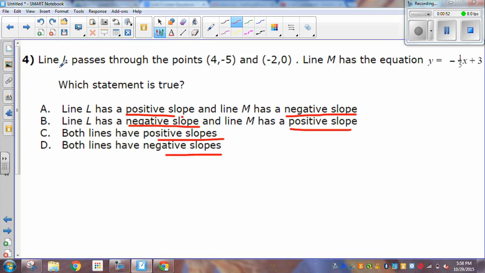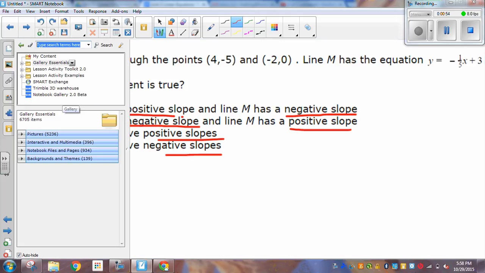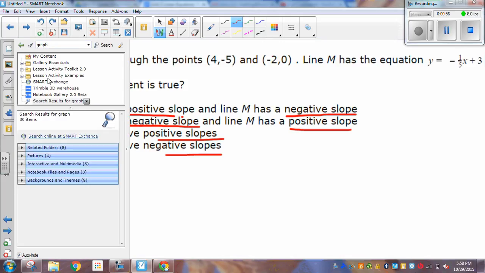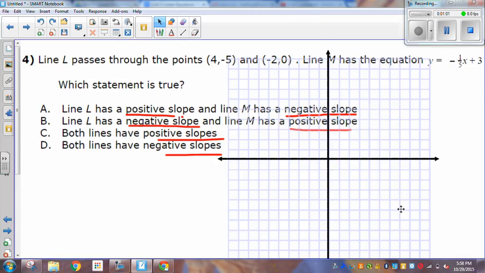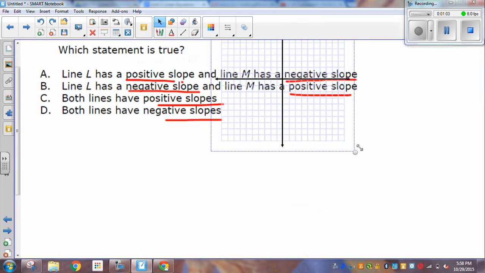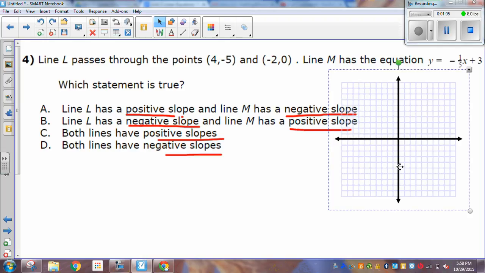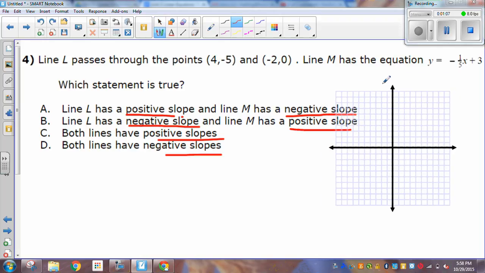Strategy number 1, if you're a visual person, the easiest thing to do is to simply graph these. And if you don't have a graph, you can make one really easily just by using your tick marks. And just think about it. This one, you would be going up 3 to the y-intercept. You'd be going down 1, right 5. If I just draw the line, I can clearly see, oh, that's a negative slope. So line M is negative.